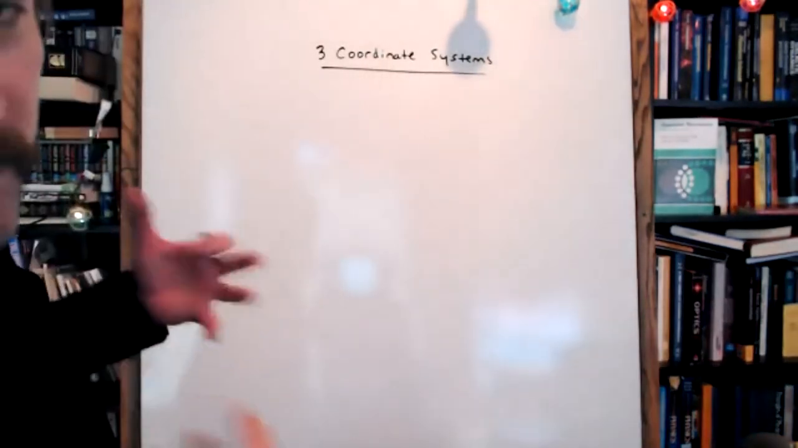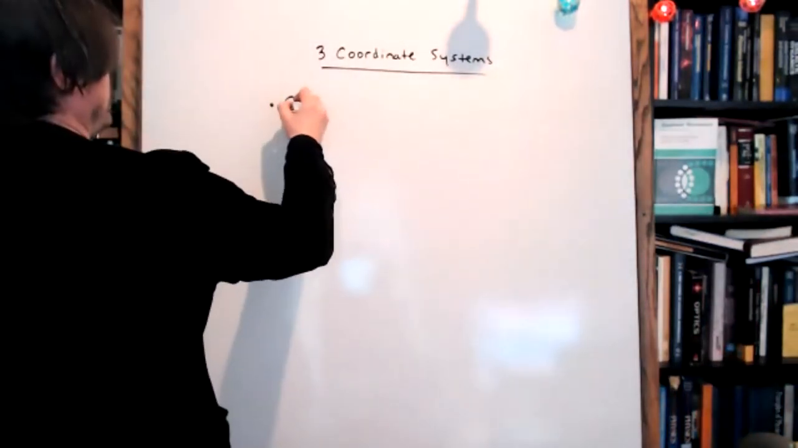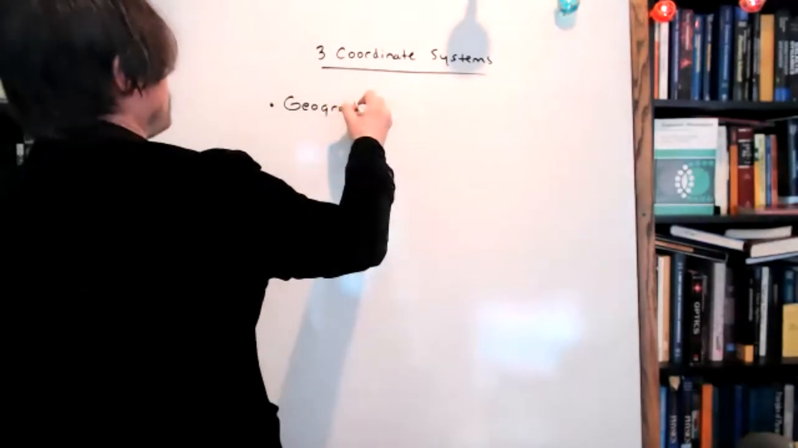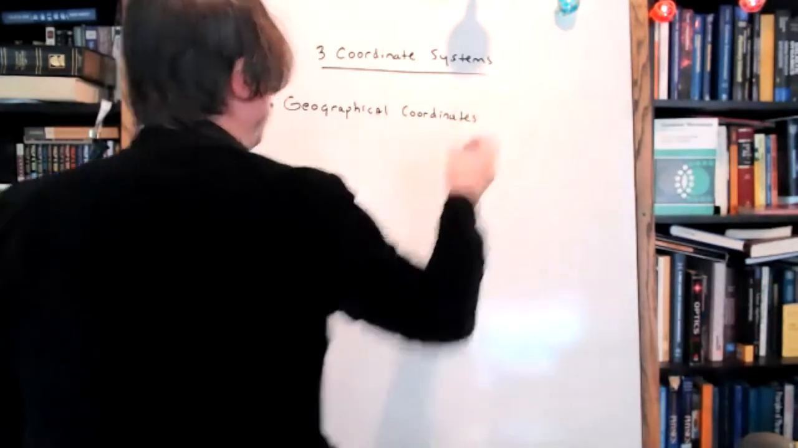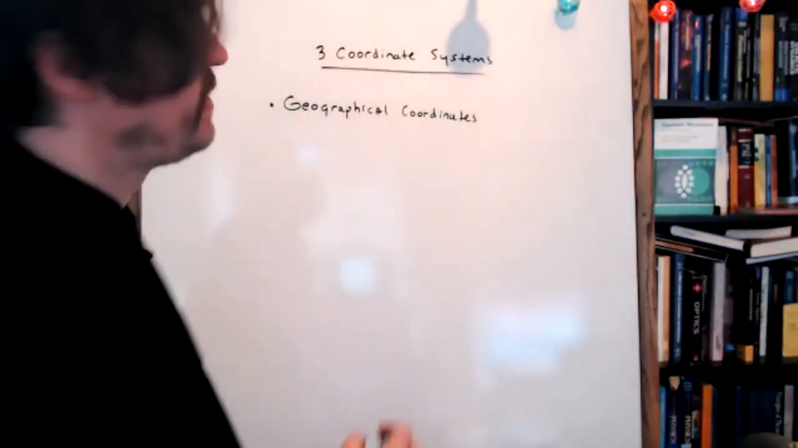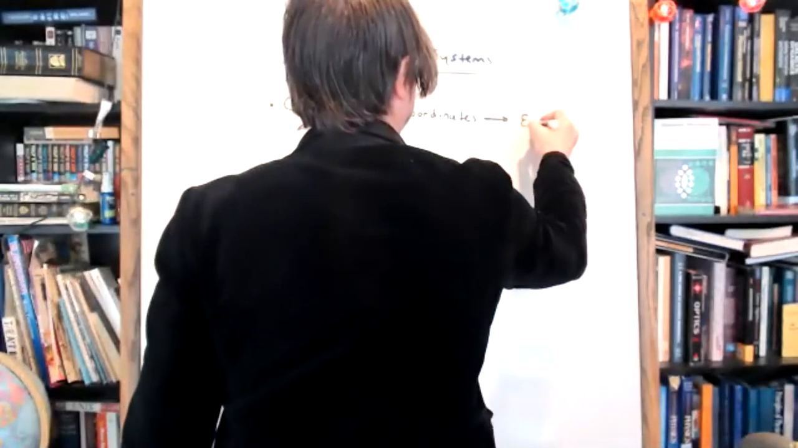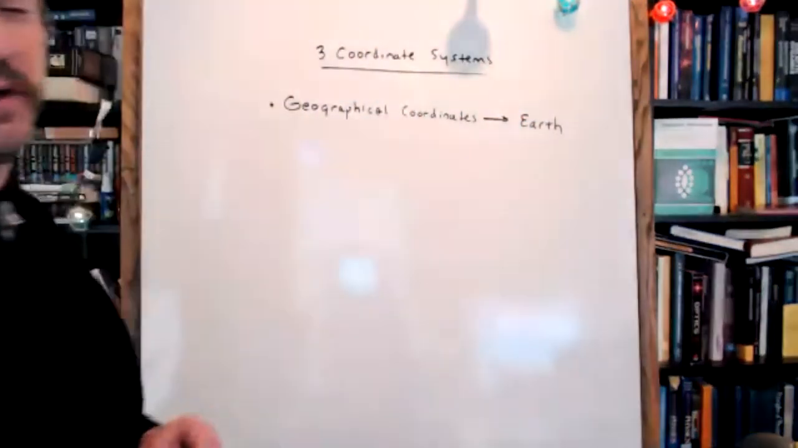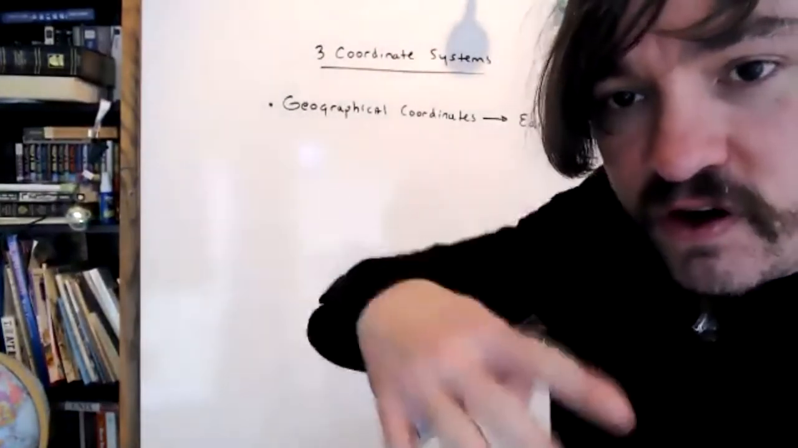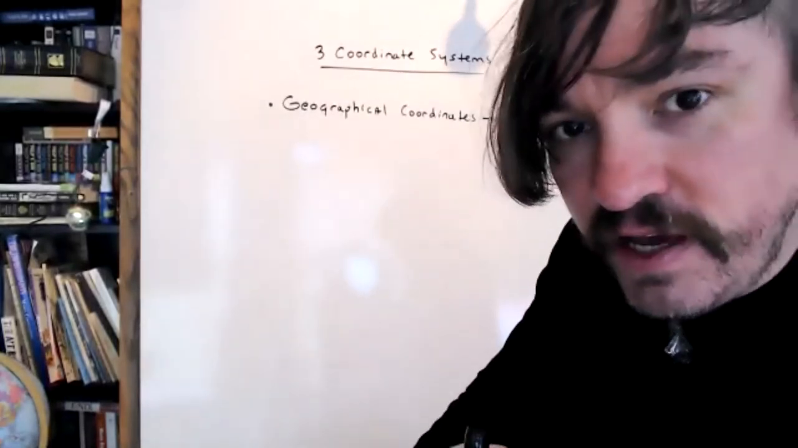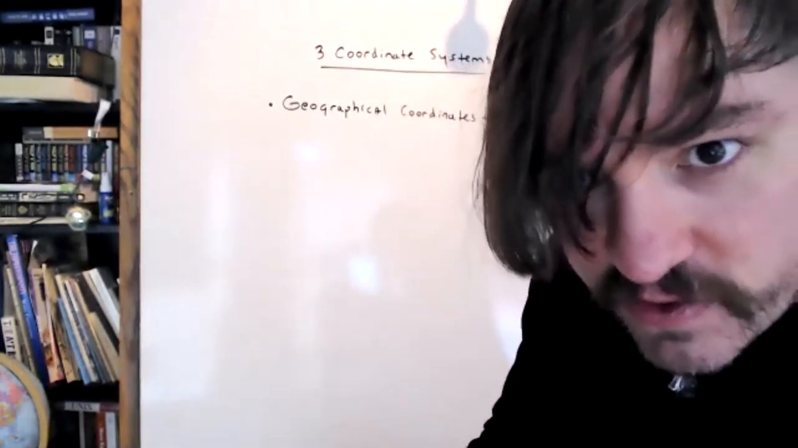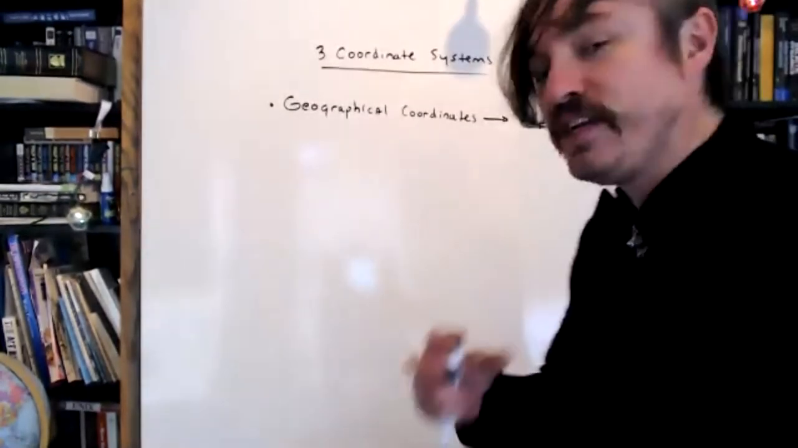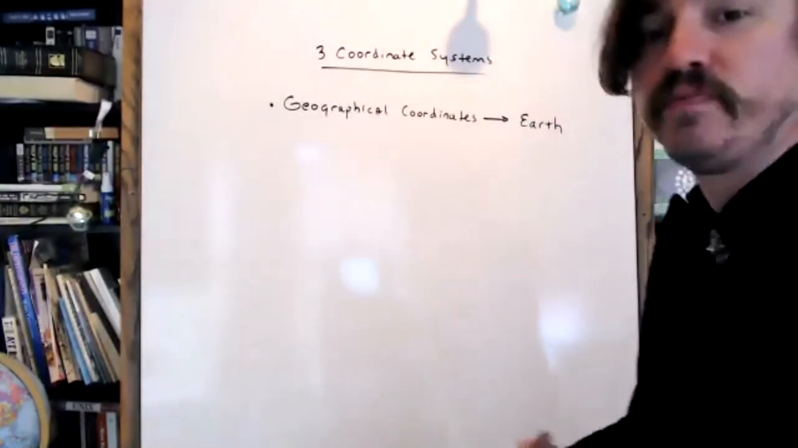The first should be a review of what are called geographical coordinates. And you've probably heard of latitude and longitude. These tell you where you are on Earth. And we need to review those because where you go on Earth will determine where the stars are in your sky. The stars in your local sky at the North Pole are completely different from the stars in your local sky if you're at the South Pole. Each location on Earth has a unique local sky.